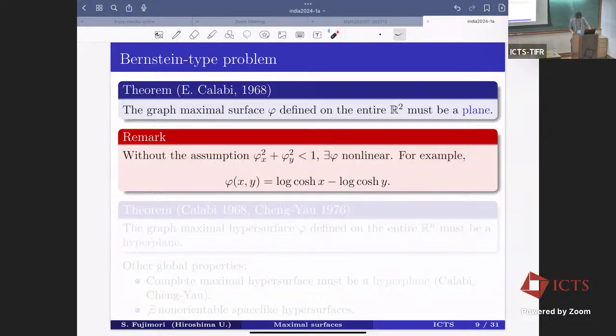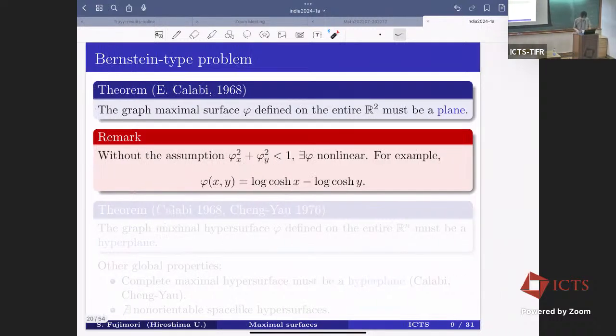In the minimal surface case, we have a similar equation, but here just cosine. So the phi is not defined on the entire R2, and the surface is called Scherk's surface. So this inequality is pretty strong.